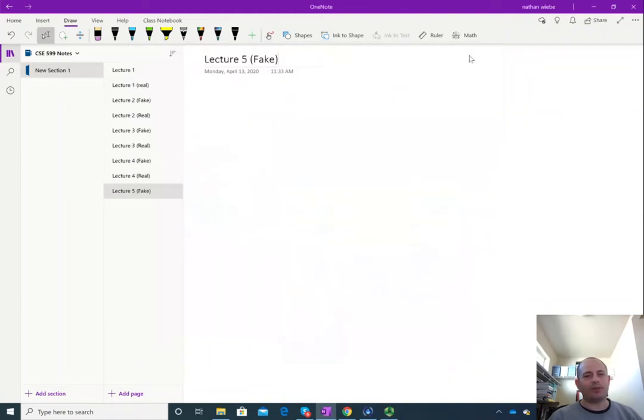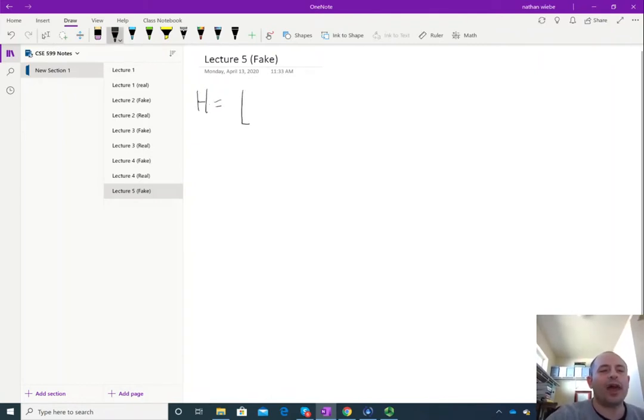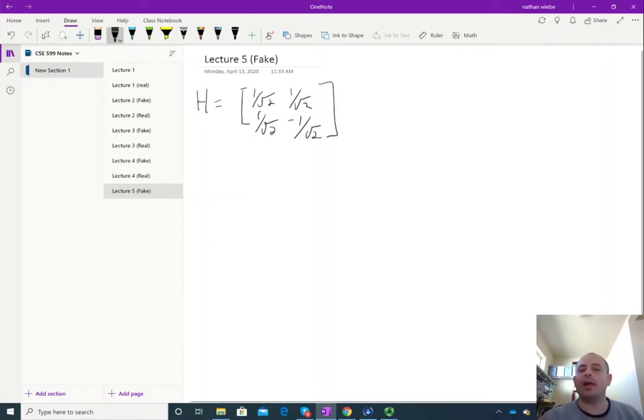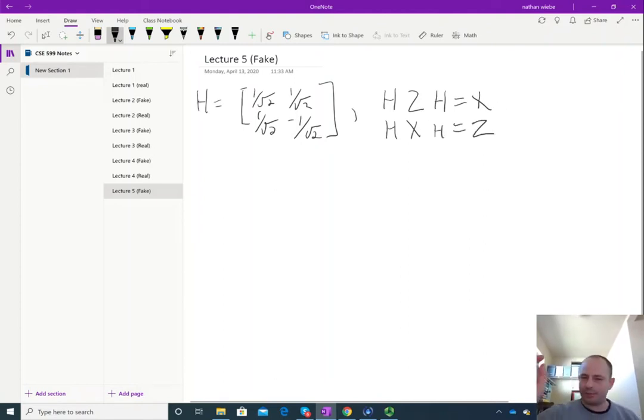So let's take a look at what those gate operations are. If you recall, the gate operations we're interested in for single qubit operations include the Hadamard gate, which can be represented as 1 over root 2 times the matrix with entries 1, 1, 1, negative 1. And the Hadamard gate, as we showed last time, is the gate that interchanges between Z and X. And similarly, HXH equals Z.